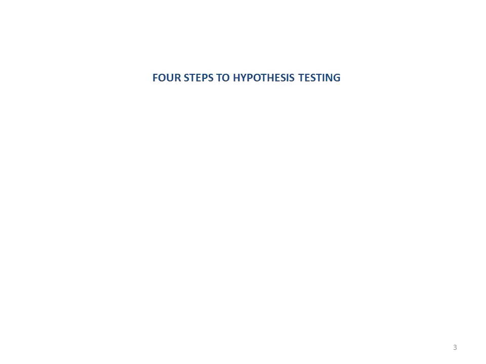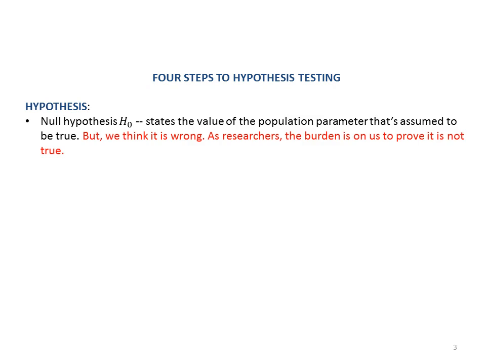There are 4 steps in hypothesis testing, and I'll use the same example to explain them step by step. A hypothesis is a statement about the value for a population parameter that can be tested. A null hypothesis, or H0, states the value of the population parameter that's assumed to be true, but we think it is wrong. So as researchers, the burden is on us to prove it is not true.